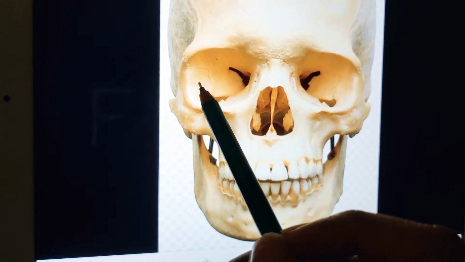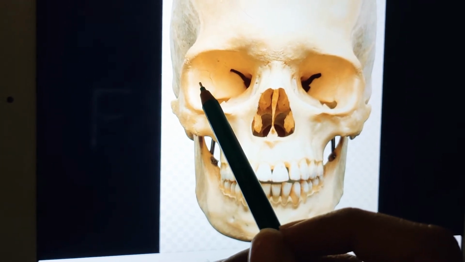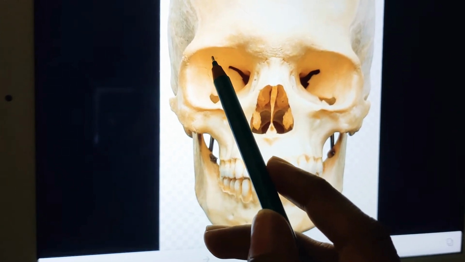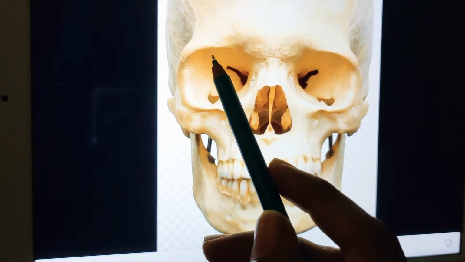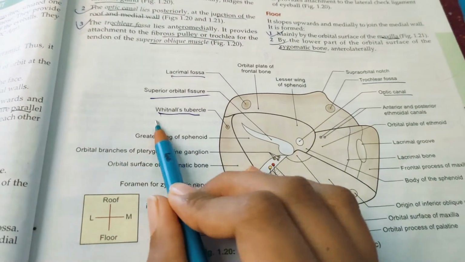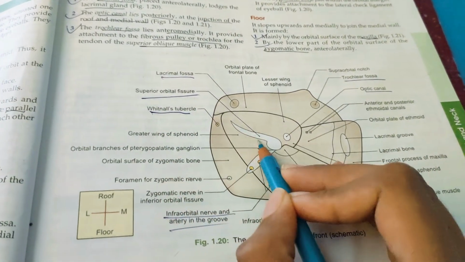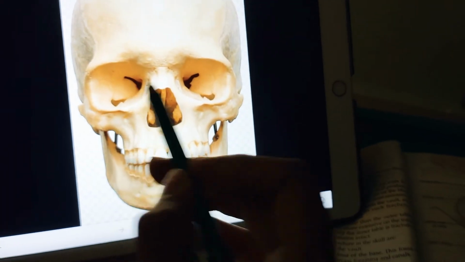It provides attachment to the lateral check ligament of the eyeball. So it is located here, this one. This is the Whitnall's tubercle. Let me show it in this diagram. You can see clearly this is the Whitnall's tubercle, and this is the superior orbital fissure, the same which I have shown here, this one, right?